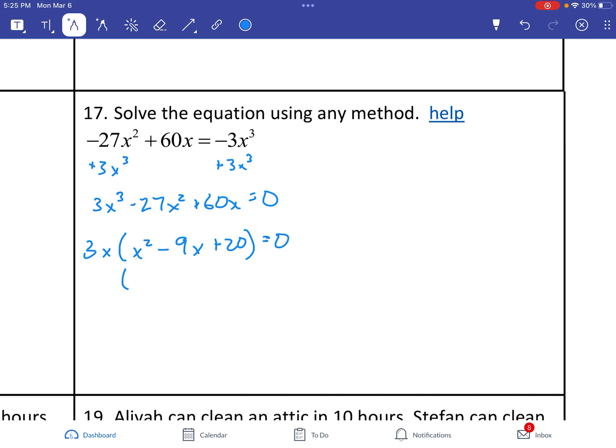Now I can factor this quadratic here. So two numbers that multiply to be 20 but add up to be negative 9 are going to be negative 5 and negative 4. Negative 5 times negative 4 is positive 20. Negative 5 minus 4 is negative 9. I still have that 3x there, so I'm going to take my three factors, the 3x, the x minus 5, and the x minus 4, and set them all equal to 0. If I solve all of them for x, I will get 0, 5, and 4.